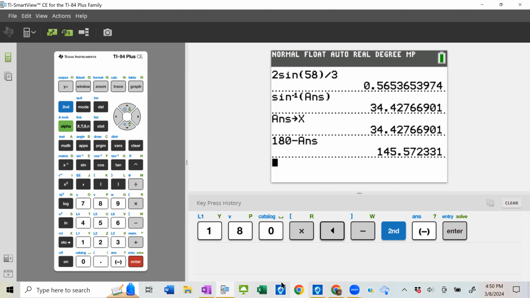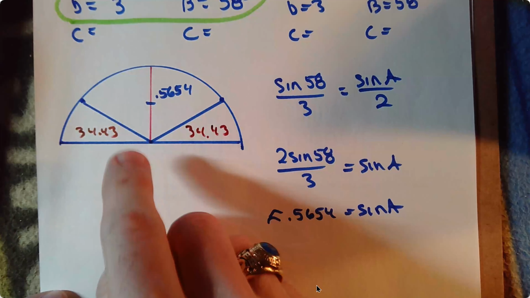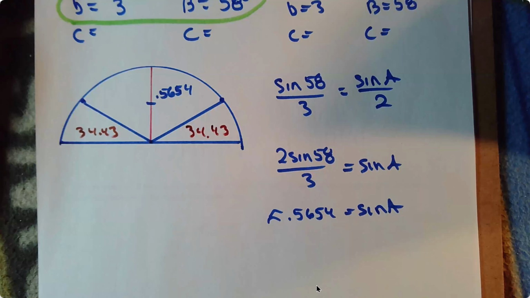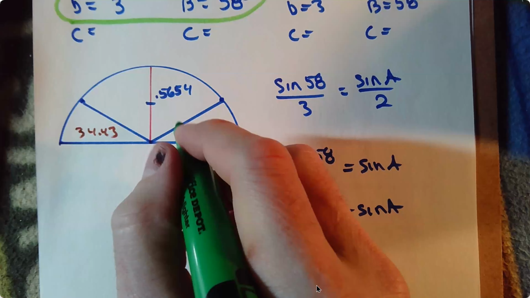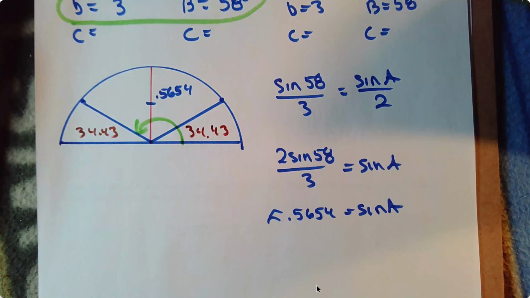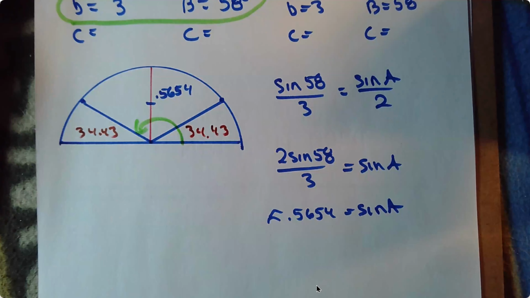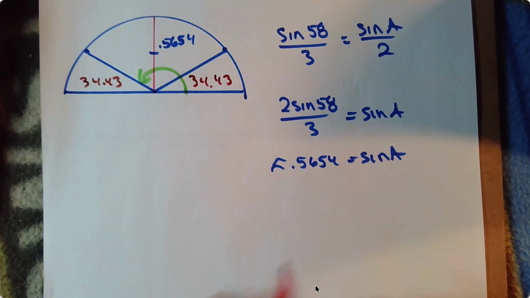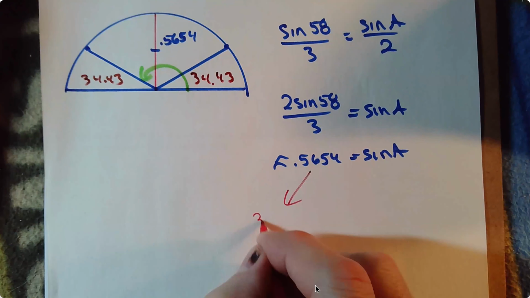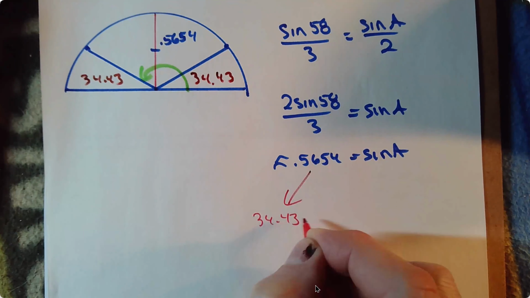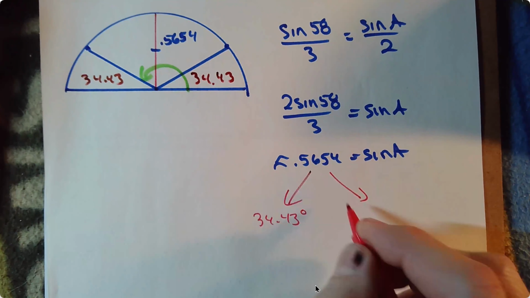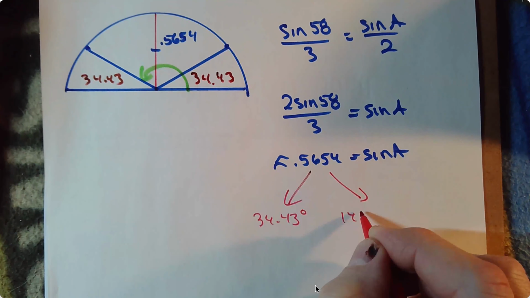So you get the same angle twice. It's just that the second time, if we measure from the positive x-axis, that's here, that adds on to be a 145.57 degree angle. So we've got two possibilities, either a 34.43 degree angle or a 145.57 degree angle.